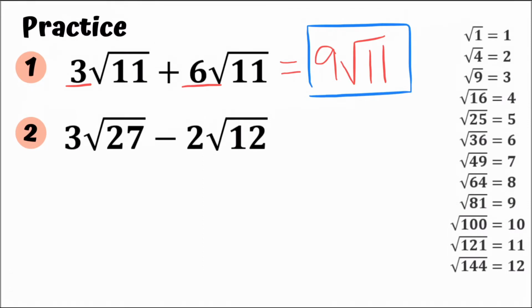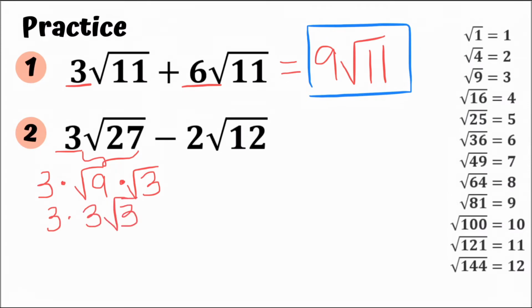Number 2, 3 square root of 27 minus 2 square root of 12. I need to break down the radicals first. I can rewrite the square root of 27 as the square root of 9 times the square root of 3. And then I need to bring down my coefficient of 3. The square root of 9 is 3, so this becomes 3 times 3 square root of 3. 3 times 3 is 9, so this is 9 square root of 3.